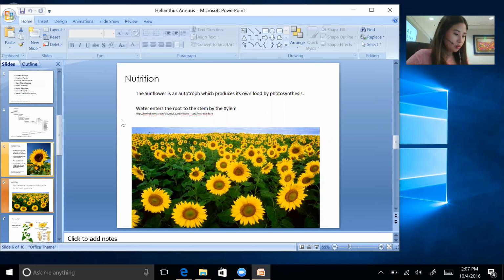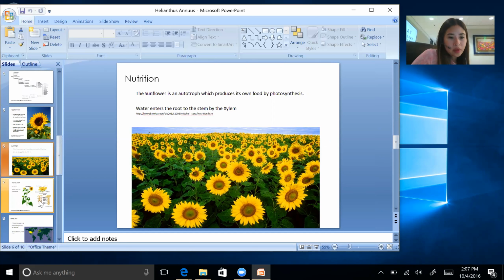And we're going to talk about the nutrition of the sunflower. The sunflower is an autotroph. It produces its own food by photosynthesis. And then the water enters the root and goes through the stem by the xylem.